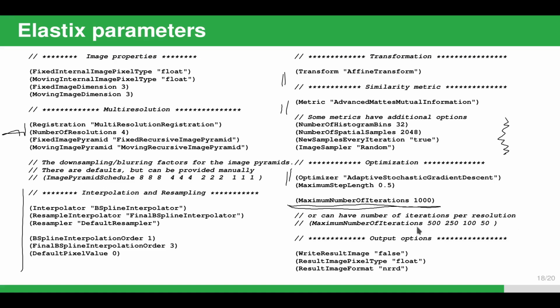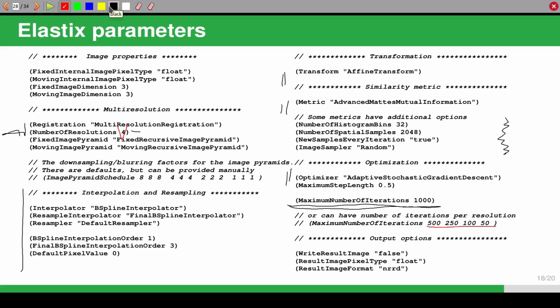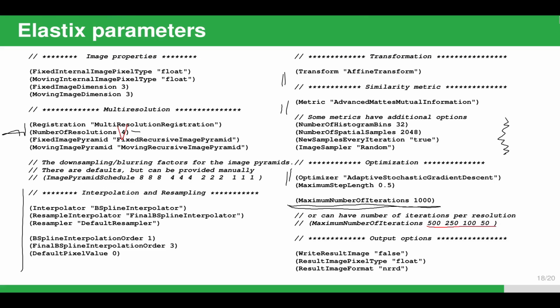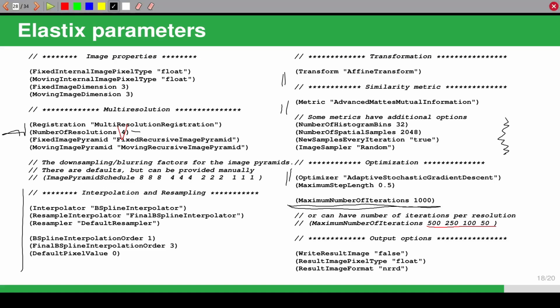For example, here we have 4 numbers. The 4 numbers correspond to the 4 different resolutions here. So we have 4 resolutions there, and that's why we have the 4 numbers. So this would say the lowest resolution do 500 iterations, then do 250 for the next resolution, then 100, then 50, and so on. Finally, there's some options for how to output the resulting transformed moving image.